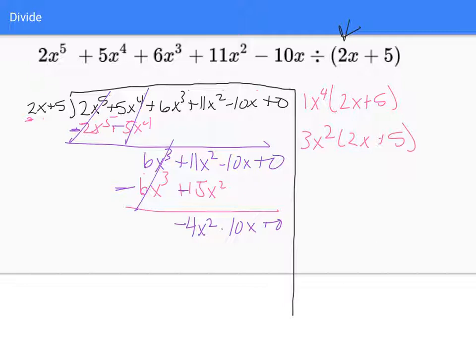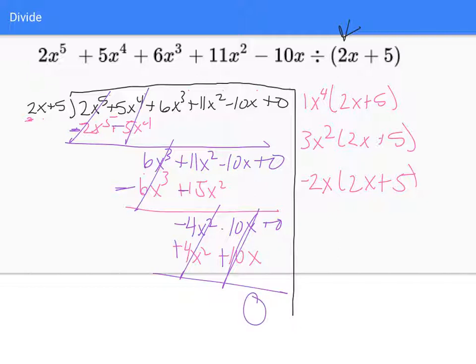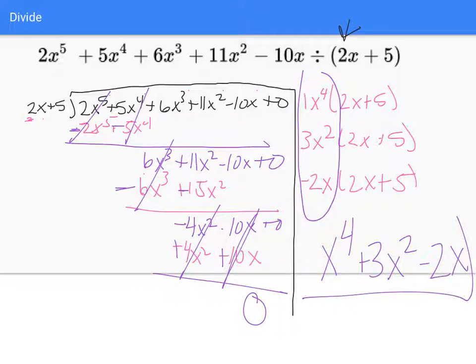So 2 and negative 4. Well, look at your leading numbers. That will give me a negative 2. I have 1x, but I need 2 x's. This negative 4x squared gives me negative 10x. Switch your sign. Cancel, cancel. 0 is kind of irrelevant, so I have nothing left over. So here is my answer. x to the fourth plus 3x squared minus 2x.